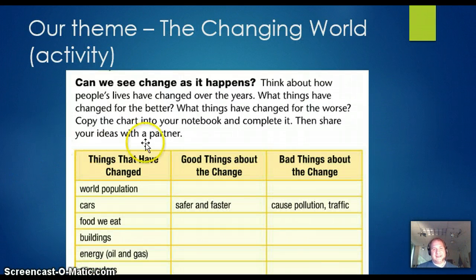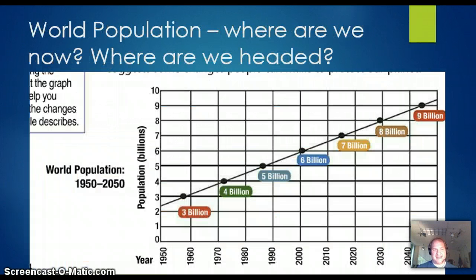So our activity, this is something we'll talk about in the live class. It's about how the world is changing. So the big thing is our population's going up. We'll look at a chart in a second about that and how things have changed, how they're different now. This is for the live class.